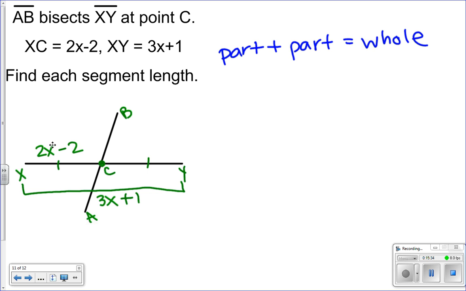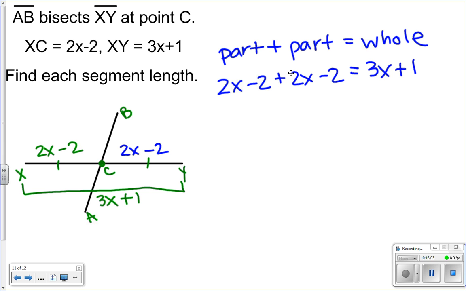Okay, I have a first part, 2x minus 2. I have the whole, but I don't immediately obviously have the other part. However, if you look at this a little closer, I do know that XC is congruent to CY, which means I know that they're the same no matter what. So what I can actually do is fill in this 2x minus 2 for CY as well. Okay, and now that gives me a whole equation that I can actually use.